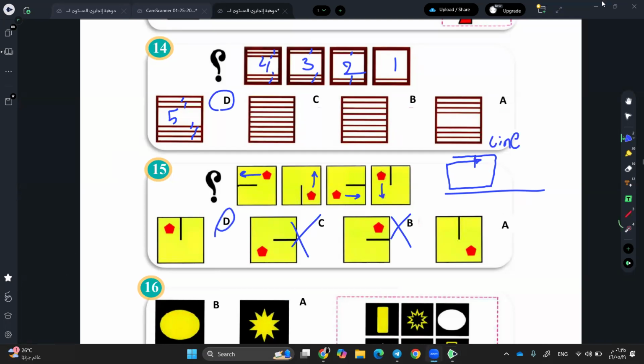All of you understand this question? Shall we move on? All of you understand this question or not? You can write in the chat.